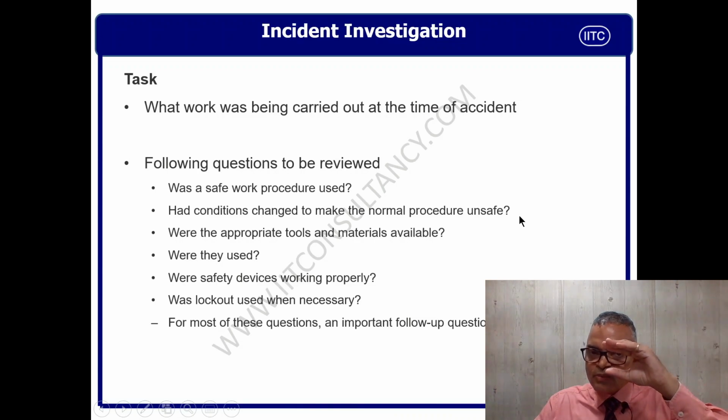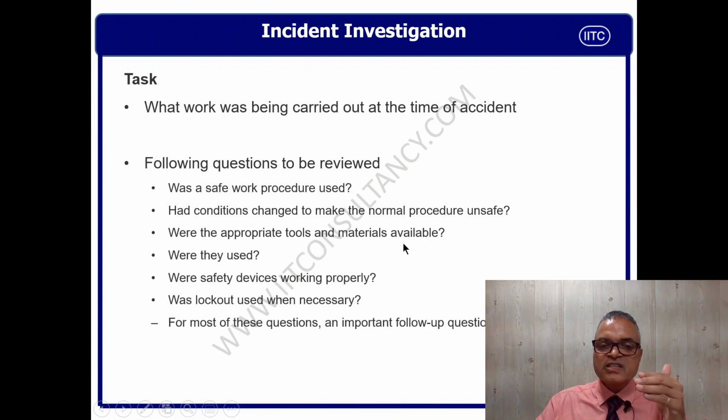See, there are normal operating procedures, but whether there is some change in the condition, in equipment, change of machine, change of man, change of processes, then we have to analyze slowly whether the appropriate tools and material were available. So we need to identify, at the time of the incident, whether the correct tools and correct material were used.